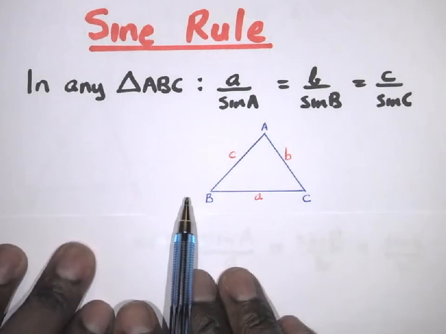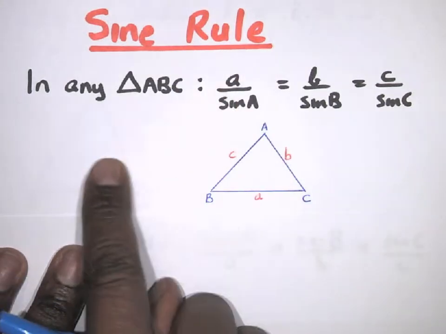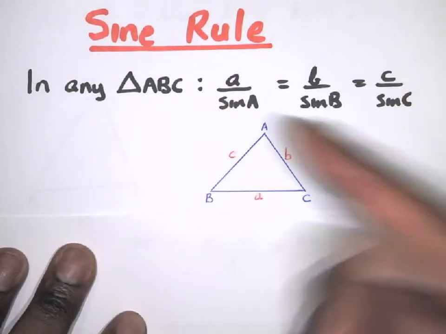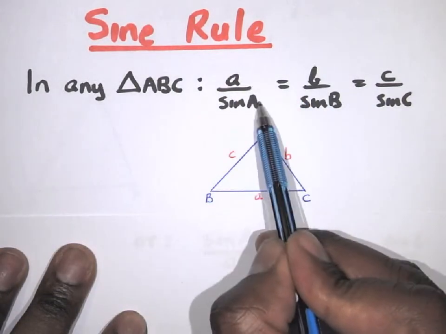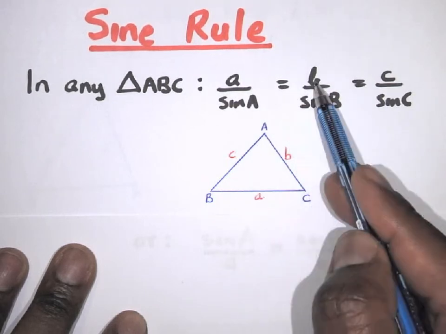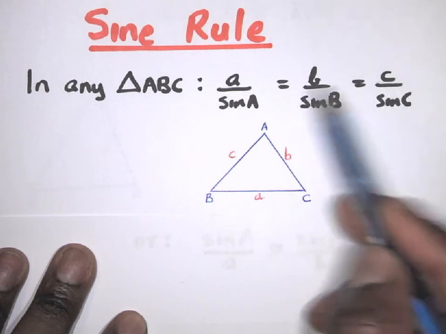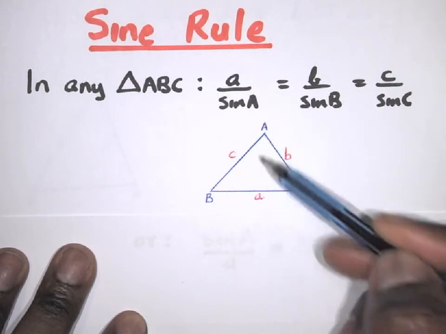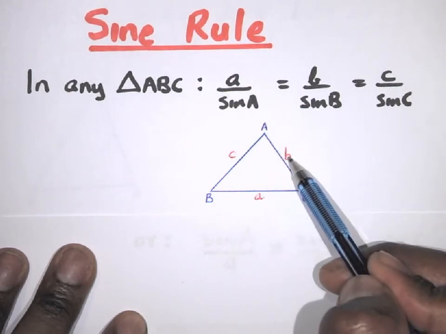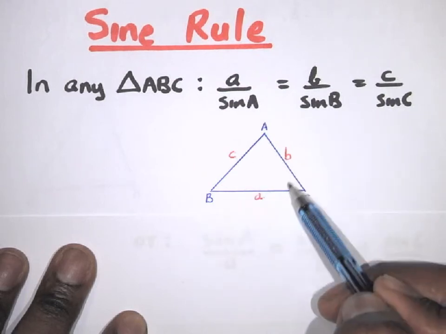Hi, in this lesson we are going to look at the sine rule, which states that in any triangle ABC, a over sine of angle A equals b over sine B, which is also equal to c over sine C.